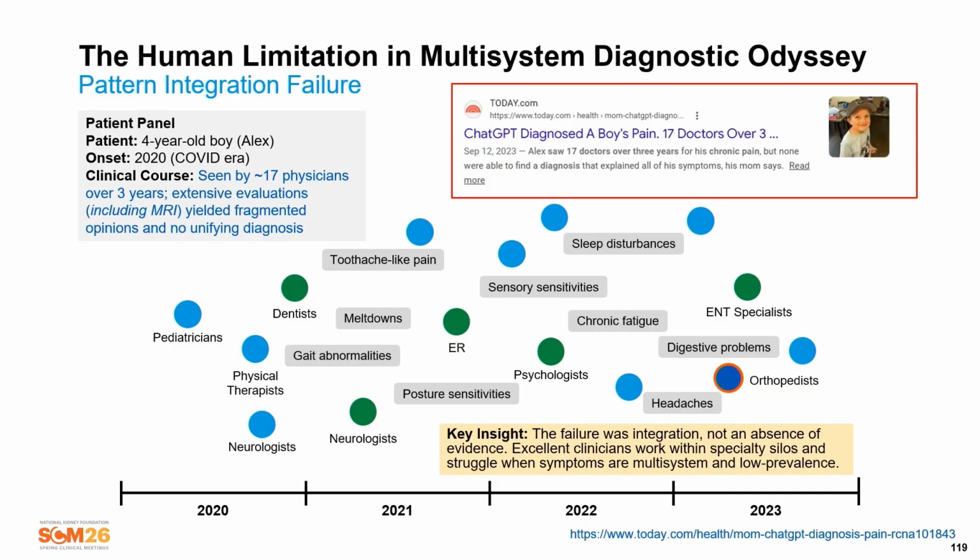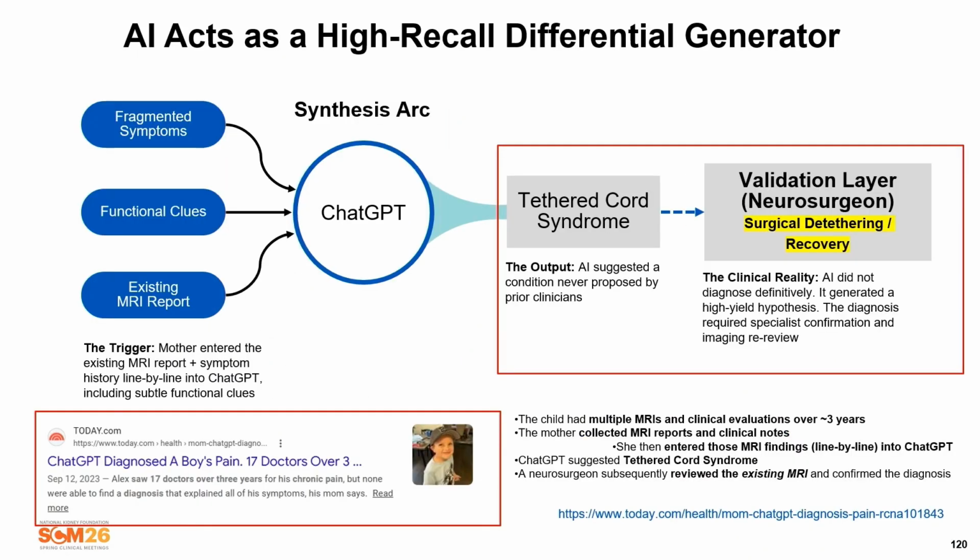This is an example of a case where the mother went to see many specialists in 2023 because the child was not able to walk and had a lot of symptoms. Many specialties were not able to make a diagnosis. But the mom did not give up. She got all the information and put it into the AI, and the AI suggested that it was tethered cord syndrome. It's a real case if you look into that. That's the power of a mom. I love my mom, not giving up.